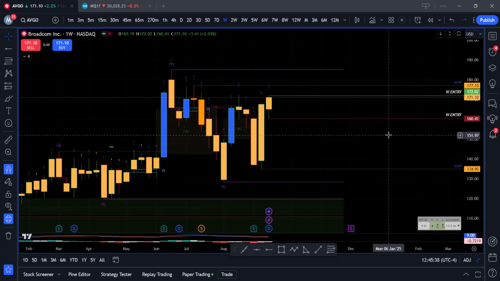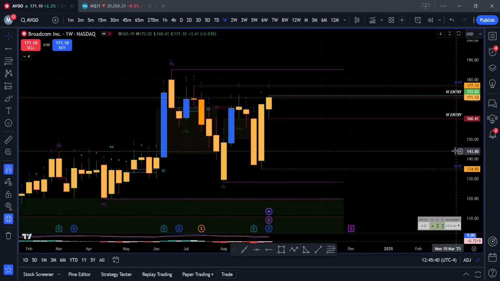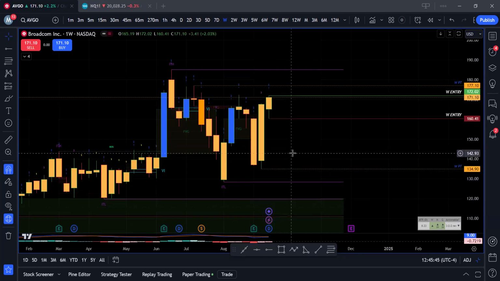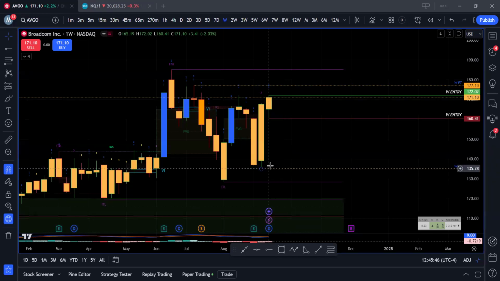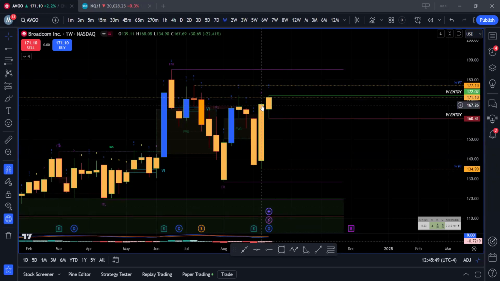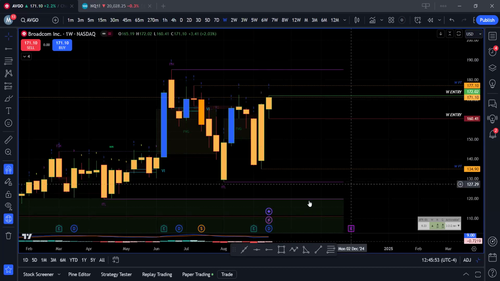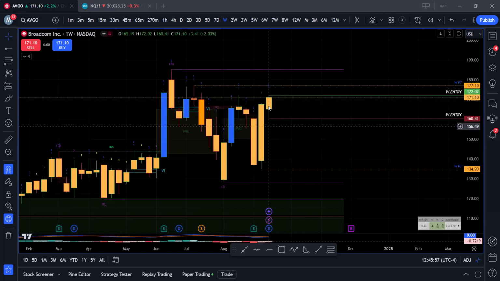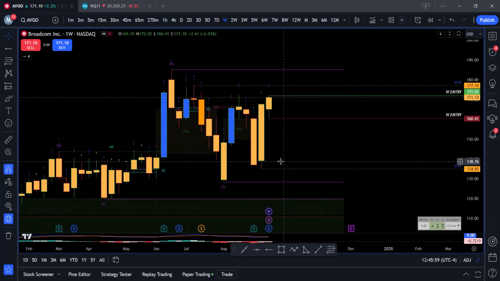So if we take the weekly entry to the put side, 160.41, our next target we're expecting is 134.90. There's also the 50% retrace, but I don't really want people looking at that. We'll show that in a different class. But as part of the Strat, there's also the halfway point of the candle as well.